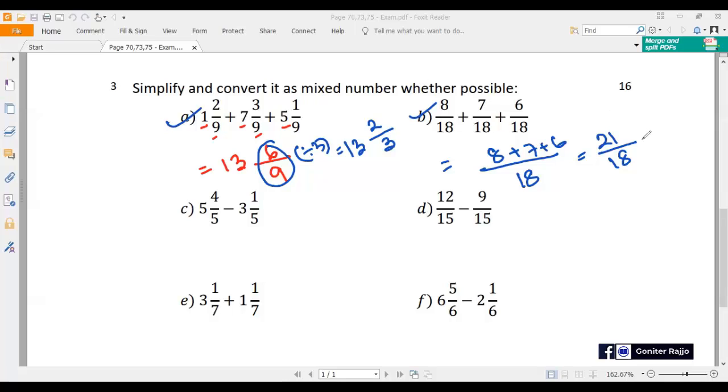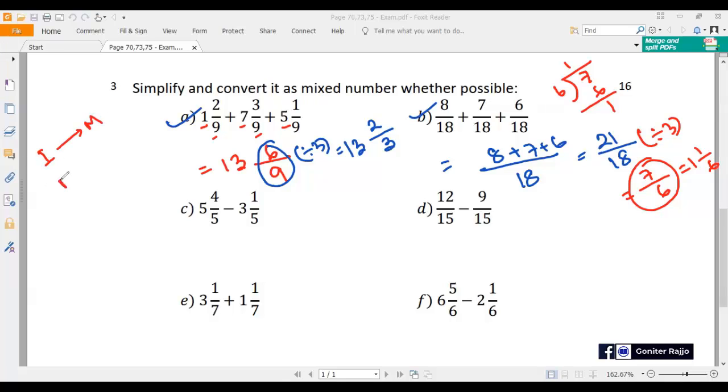Now 21 and 18 are both divisible by 3. 3 sevens are 21 and 3 sixes are 18. Now we can divide 7 by 6. 6 goes in just once, remainder 1. So our final answer should be 1 whole 1 by 6. Look, 7 by 6 is an improper fraction. That's why we can convert this improper fraction into a mixed number. So be careful. We can only convert improper into mixed or mixed into improper. Be careful. Okay. Now number 6.